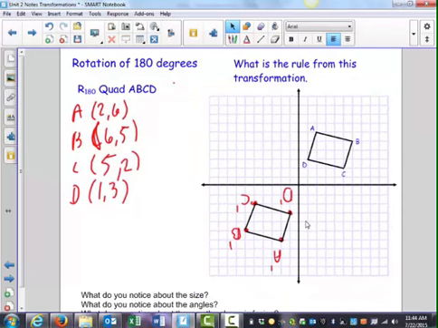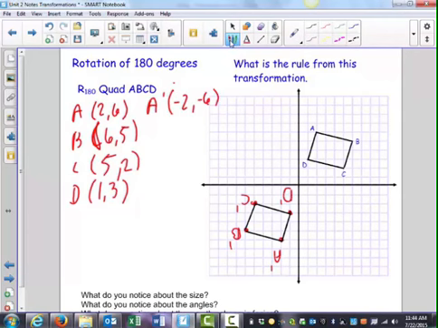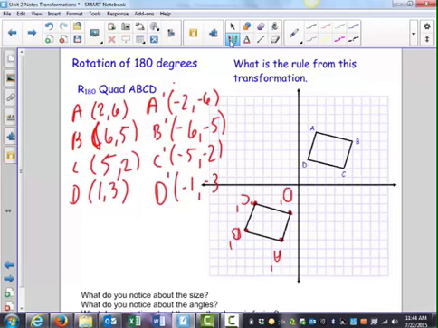And now I write down my primes. So A prime would be -2, -6. B prime would be -6, -5. C prime would be -5, -2. And D prime would be -1, -3. Okay? And then the rule, again, needs to be stated. So (x, y) changes to (-x, -y). They just get negated, okay? So if they were positive, they become negative. If they were negative, they became positive.